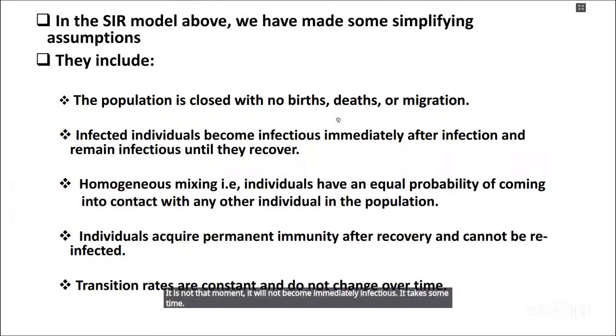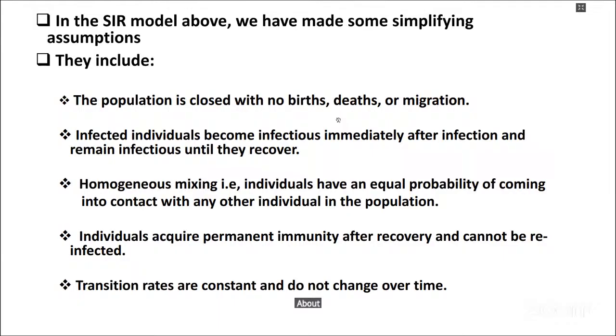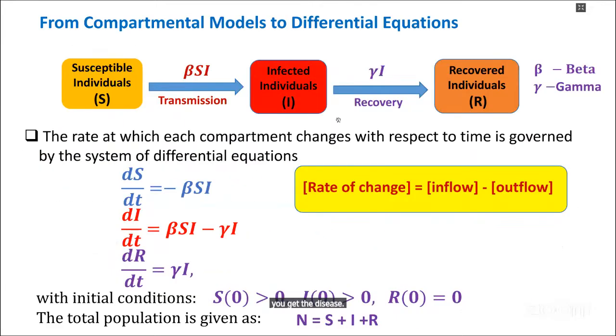Most times, for most diseases, when you get infected, you do not become immediately infectious. It takes some time. For instance, malaria: when an infectious female Anopheles mosquito bites you and transmits the parasite into your system, you do not immediately become infectious. It takes about 10 or 15 days, where the parasite goes through the liver stage. That period is called the latent stage. Latent means hidden, not manifesting yet.